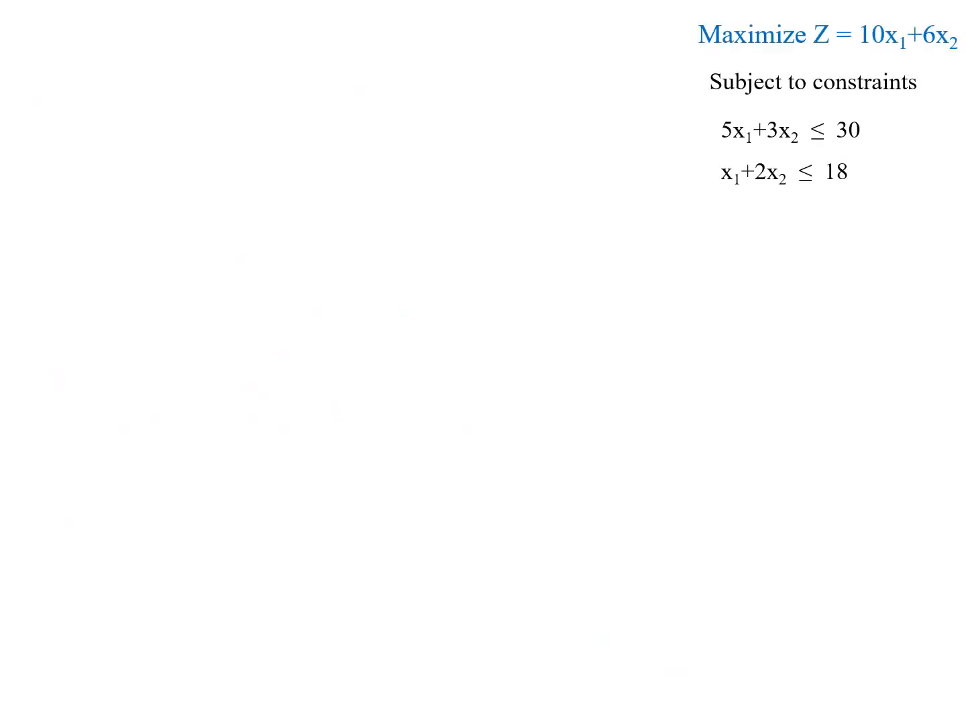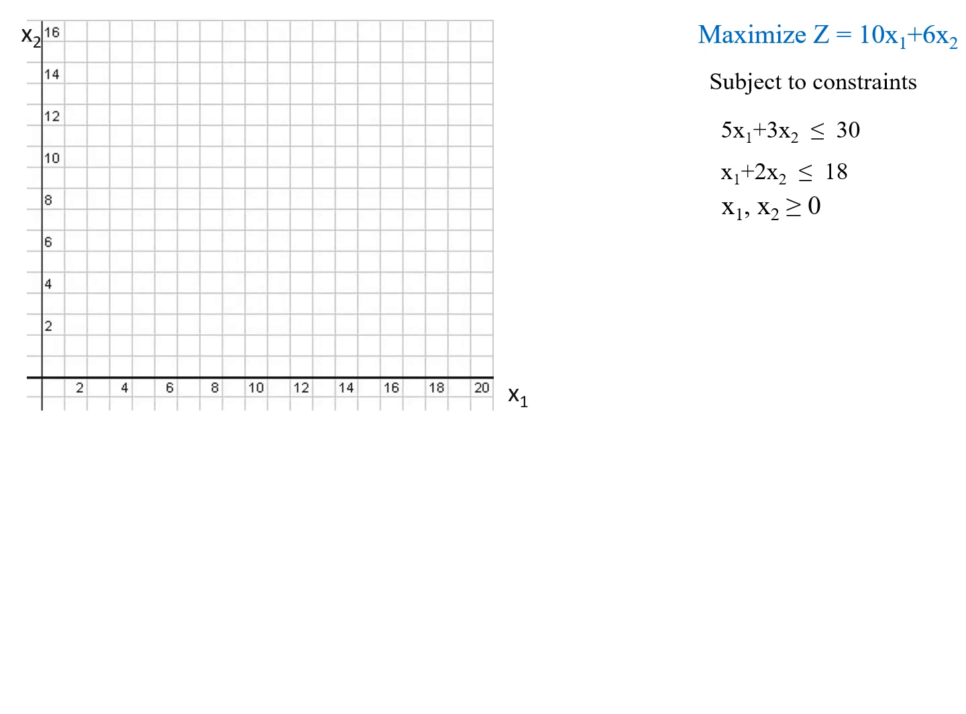So this is the example problem. Maximize z equal to 10x1 plus 6x2, given the two constraints. So this is the solution for the given problem, and this is the feasible region.